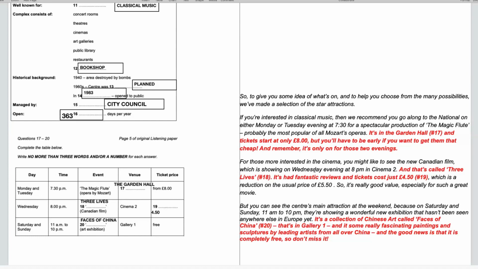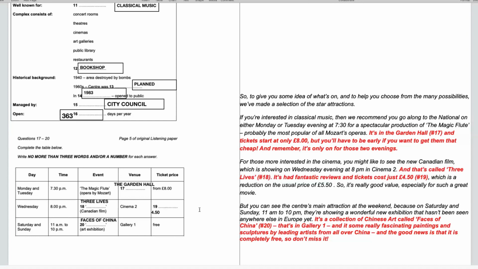We saw the keyword of Canadian film, so that came first. Also cinema, sorry, that came first. We have cinema, Canadian film, Wednesday, 8 p.m., cinema 2, and finally it tells us 3 lives. So notice how there's a lot of buildup, because if you miss it, you really don't have another option. So pay attention to your key words.